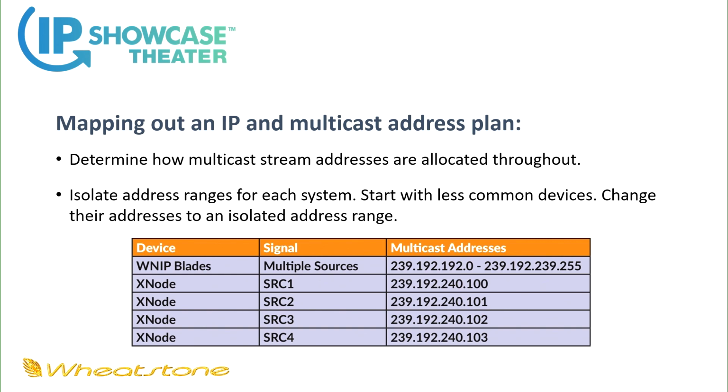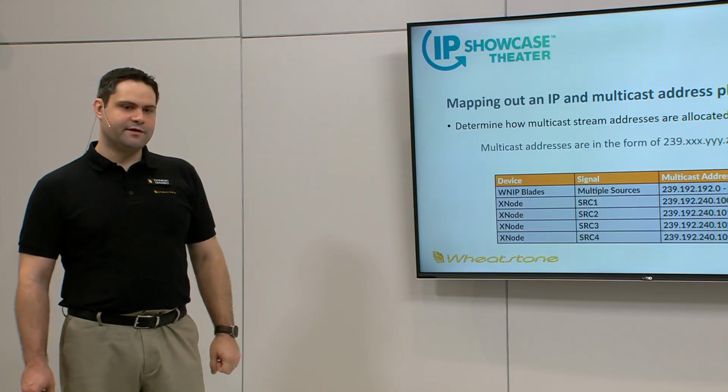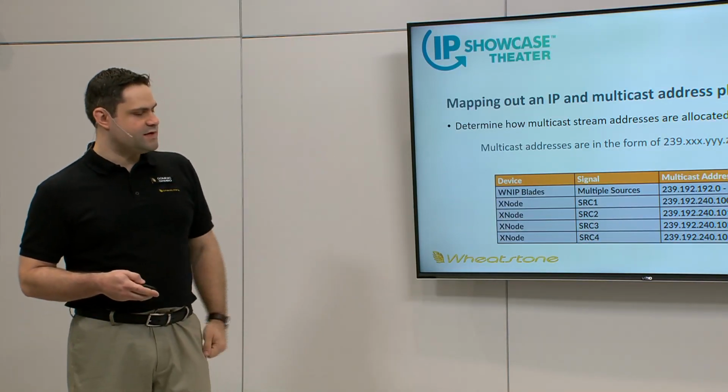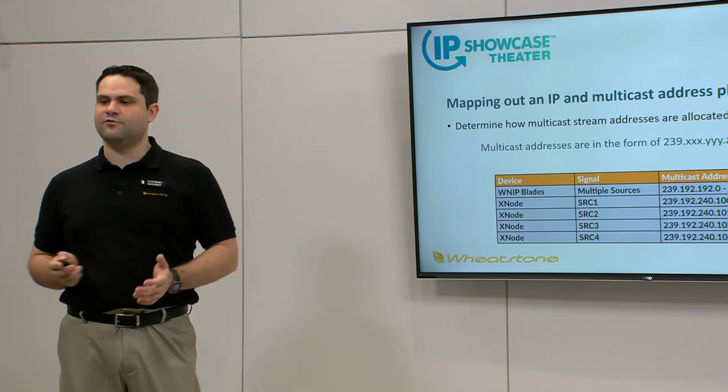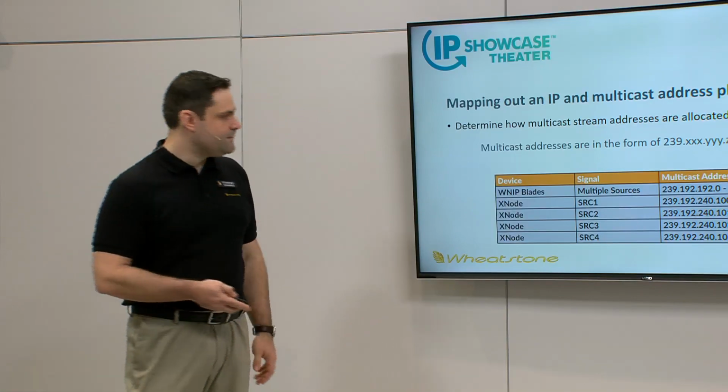Something like Dante, for a while you could change the XXX octet, but the YYY and the ZZZ would be automatically generated. So you'd have to play with getting the multicast addresses you wanted, so there was no overlap. If there's overlap, you're going to hear stream overlap, so we don't want that.